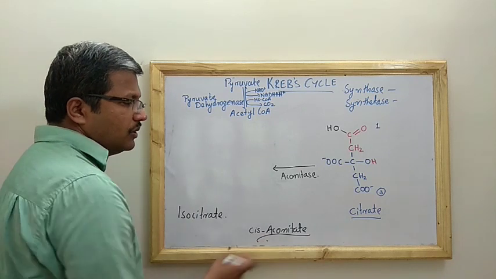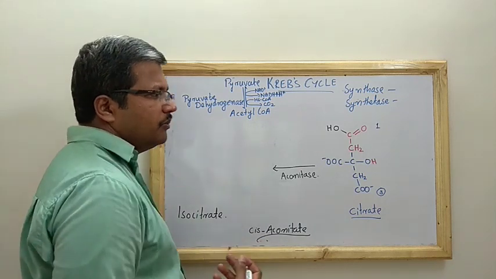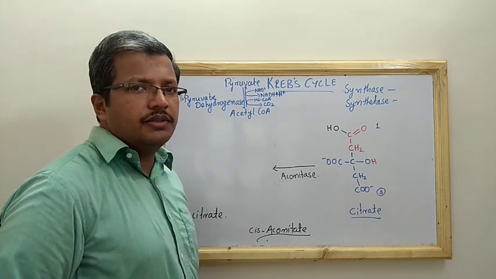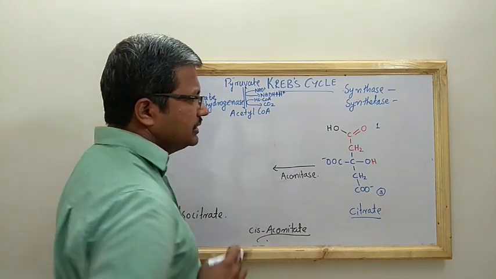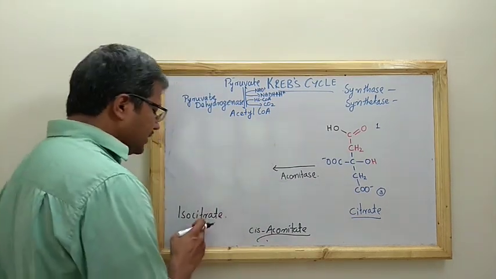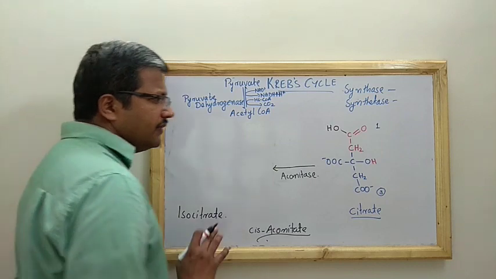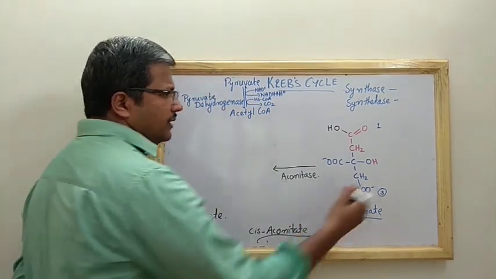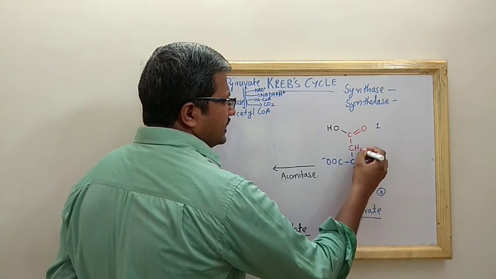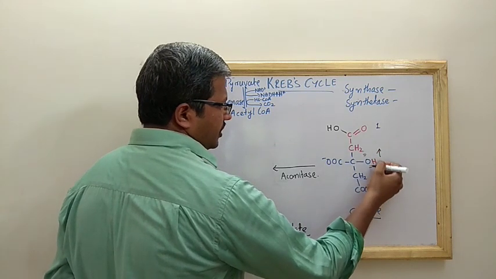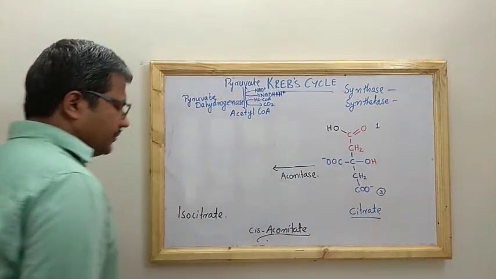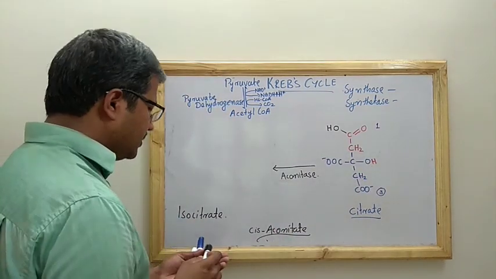Now, how will this aconitate be formed? It will be formed just by removing the water molecule, and just by addition of a water molecule, isocitrate will be formed. The difference between citrate and isocitrate is that this OH will be shifting to this particular point, and this hydrogen will be shifting to this particular point. That's all. So let us see the citrate, isocitrate structure.